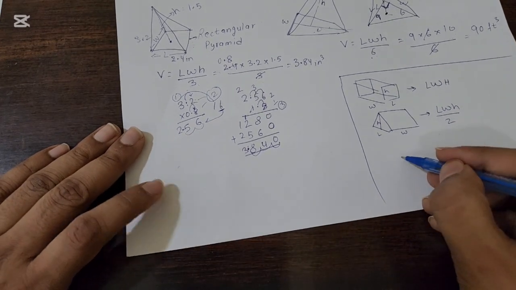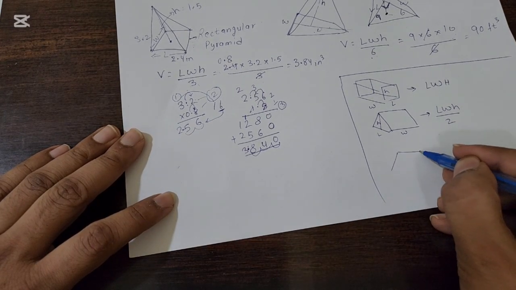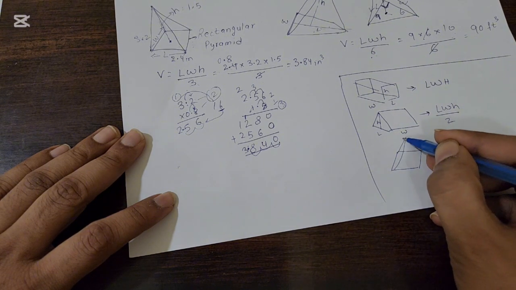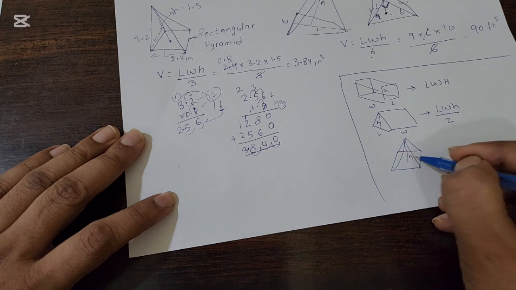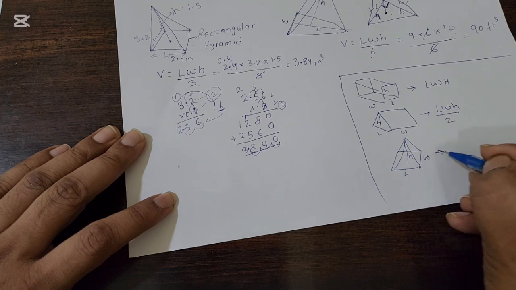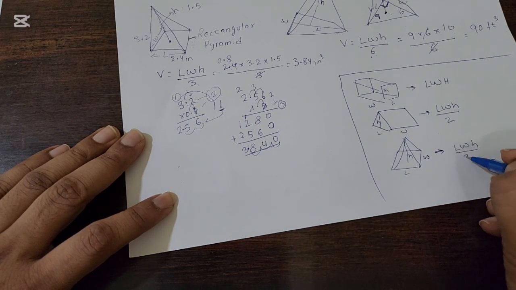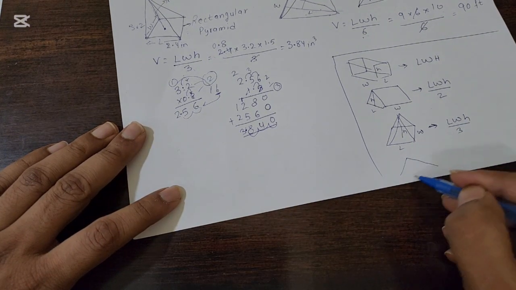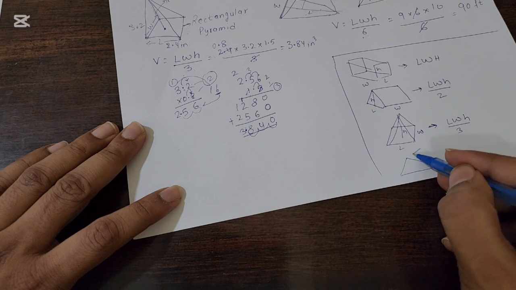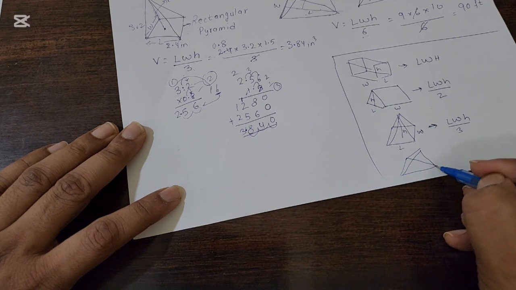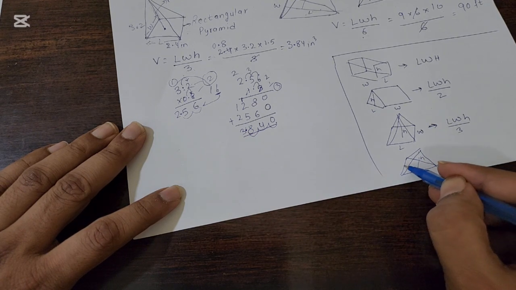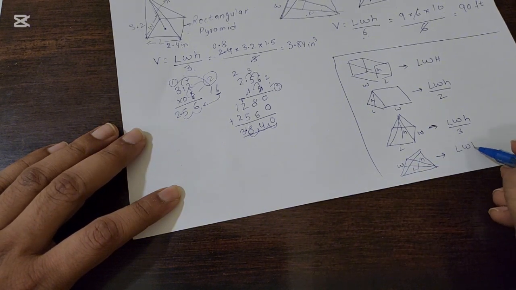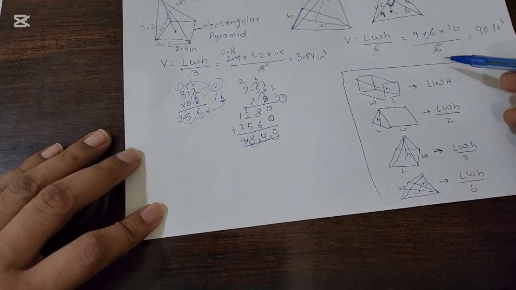Okay, if you have a rectangular pyramid, okay, like this, will be the height in the center, this will be the length, this will be the width. So length width height divided by 3. Okay, finally if you have a triangular pyramid, something like this, so here, here, here, this will be the height. Okay, this will be the length here, this will be the width here, so this will become length width height divided by 6. So just remember these formula.